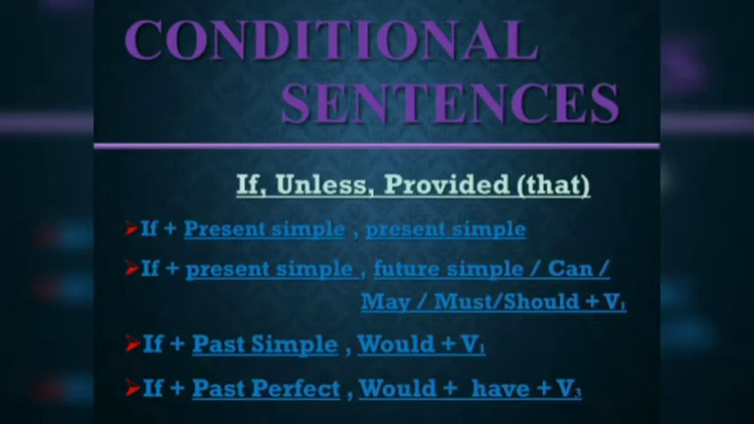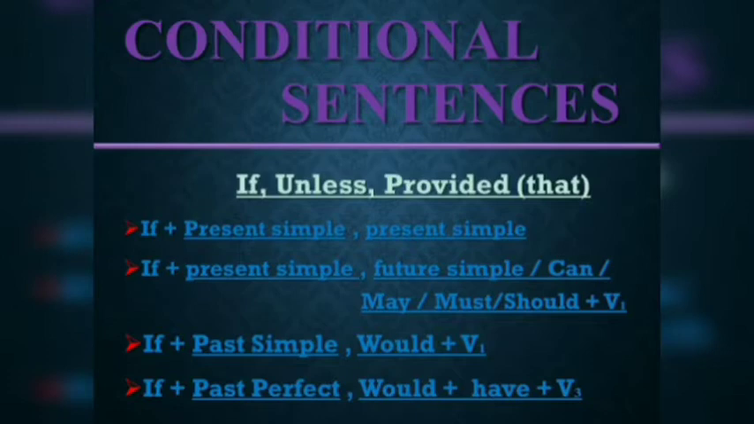Conditional sentences are of four categories, out of which the first one is: if present simple tense is there in the if clause, then in the main clause we simply use present simple. The second category: if present simple tense is there in the if clause, then in the main clause we will either use future simple tense or can, may, must, should, any of these four modals along with V1.